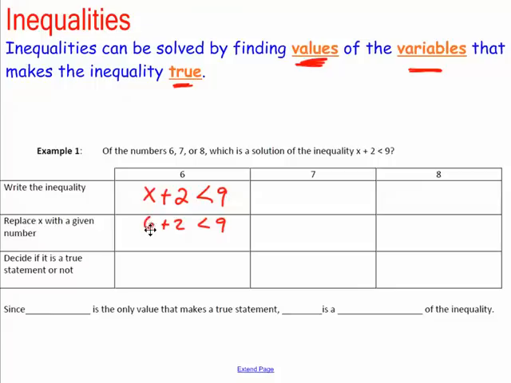And if you look here, I can go ahead and combine these. So 6 plus 2 is 8. So 8 is less than 9. Is that true or false? That is true. All right, so 6 works.